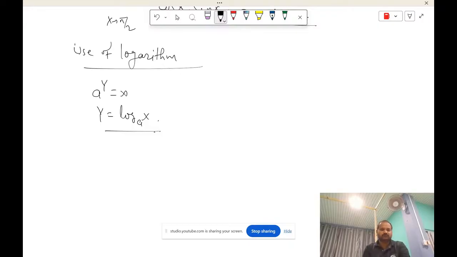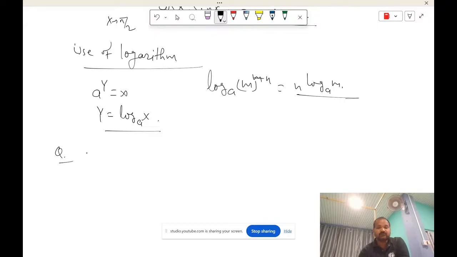Okay, so in that case, if the limit is given in terms of an exponential, meaning something to the power something, then we will take the logarithm. In the logarithm concepts, if it is given log base a of m to the power n, n will come outside: n log a m. These are the properties of the logarithm. So directly we can come to the problems.